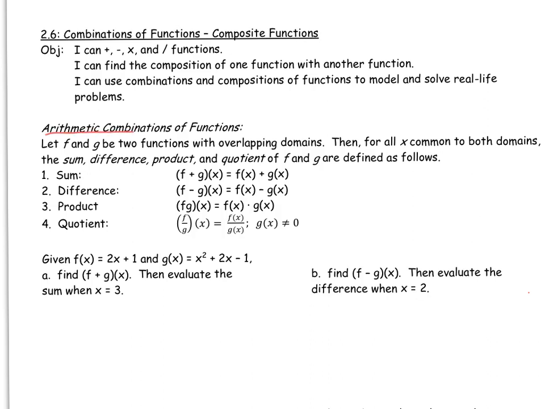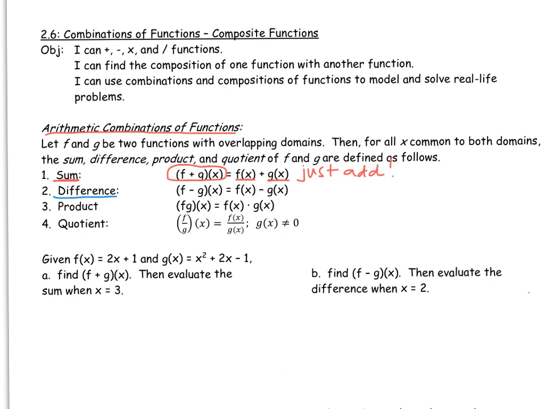Now, arithmetic combinations of functions just breaks down the definition for sum, difference, product, and quotients of two or more different functions. The sum of combinations of functions is written as f plus g and then x. Do you see how it's the f plus g in the first parenthesis and then x in the second parenthesis? Literally what that means is you're going to take the two original functions and simply add them together. So we'll write just add.